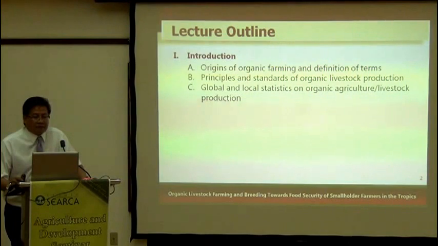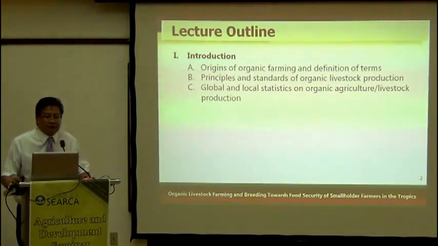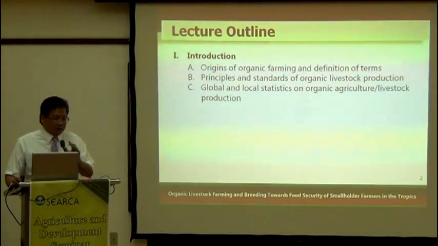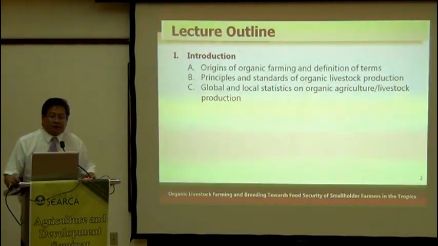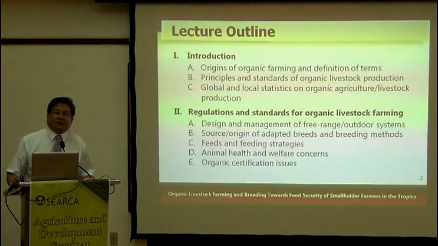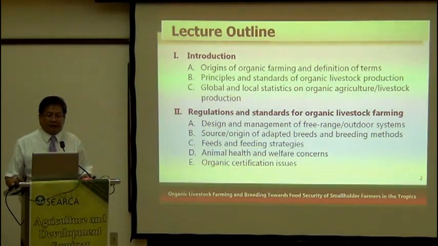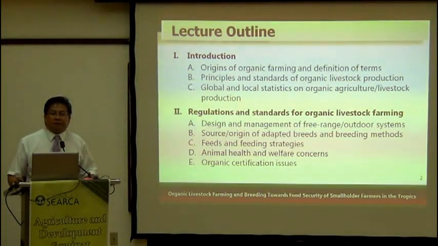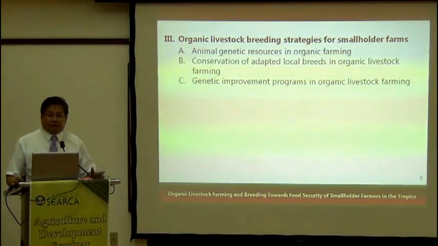The outline for the lecture I have prepared for this afternoon is divided into 4 parts, starting with the introduction, highlighting some definitions and some statistics on what's happening in organic agriculture in general and organic livestock agriculture in particular. The second set will be about the regulations and standards that are being considered in the 5 major areas for issues involving organic livestock farming. And I'll also be flashing some list of R&D topics that might be pursued in the future. And then the third part, which is my part, is about organic livestock breeding strategies for smallholder farms. As in organic livestock breeding, the acronym is OLB, which is my initials.